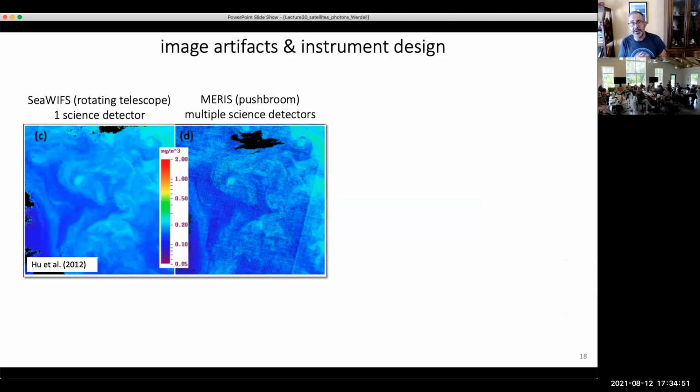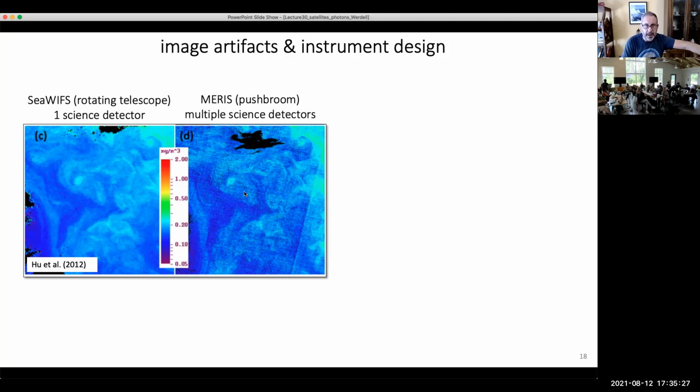All right, moving on to image and artifact design. Now, I explained to you before that there's the difference between this push broom and this whisk broom capability. Here's an example of that. You have a paper from Schweiman Hu in 2012, which is a really nice exploration of all of this. You're looking at chlorophyll, I believe it's in the South Pacific somewhere, and it is the same day, same time of day look from CWIFS, which is a rotating telescope with one science detector, versus MARIS, which is multiple science detectors. Okay, and you can see a difference in the homogeneity of the images.